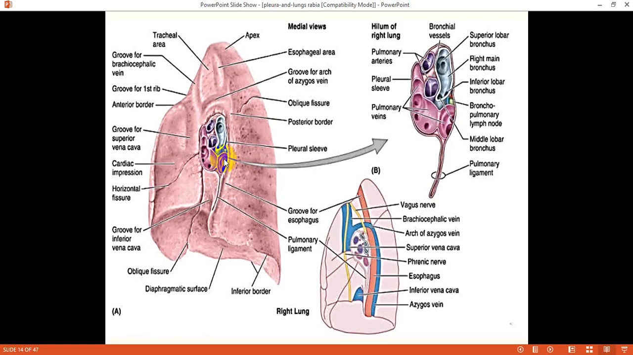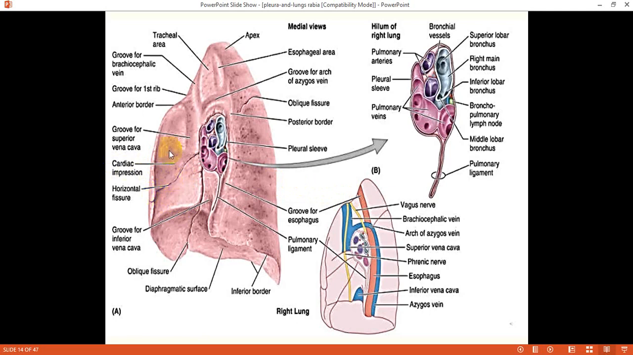On the mediastinal surface of the right lung, we can also observe some impressions, which are the impressions of right-sided structures of the mediastinum. We can observe the cardiac impression. The main upper part of that impression is occupied by the right atrium and auricle, while the lower part is formed by a small part of the right ventricle.